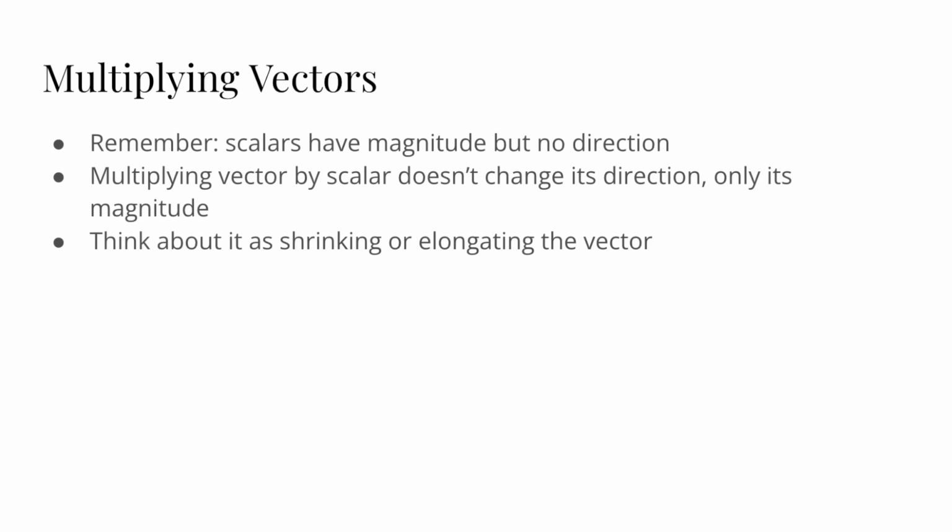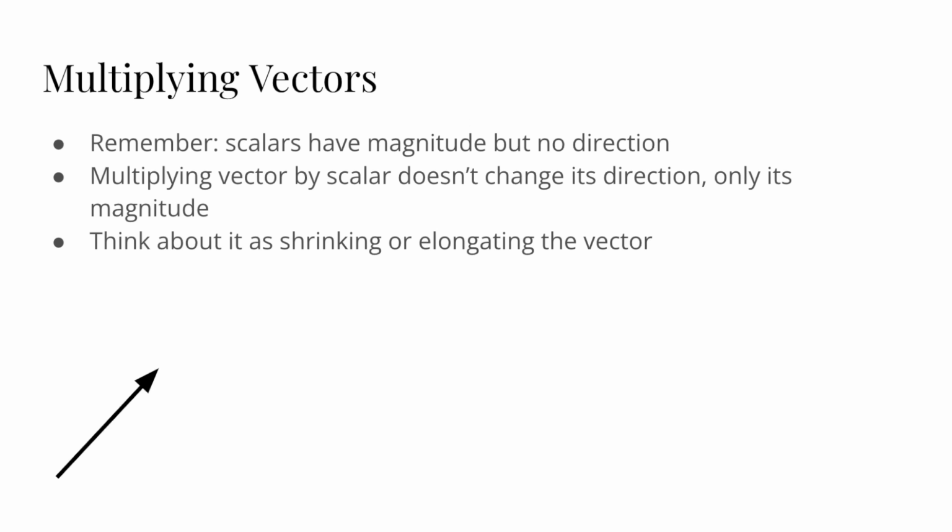Okay, now moving on to multiplication of vectors. More specifically, multiplication of vectors by scalars. So recall that scalars have a magnitude but no direction, which means that if we multiply a vector by a scalar, then it changes the length of the vector if we think about it visually. Imagine it as shrinking or elongating the vector arrow.